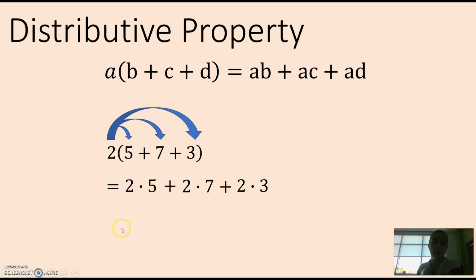We then could simplify from here. So 2 times 5 is 10, 2 times 7 is 14, and 2 times 3 is 6, for a total answer of 30. Again, this is setting us up for when we start working with variables, so we have options if we have stuff inside the parentheses that cannot be combined.